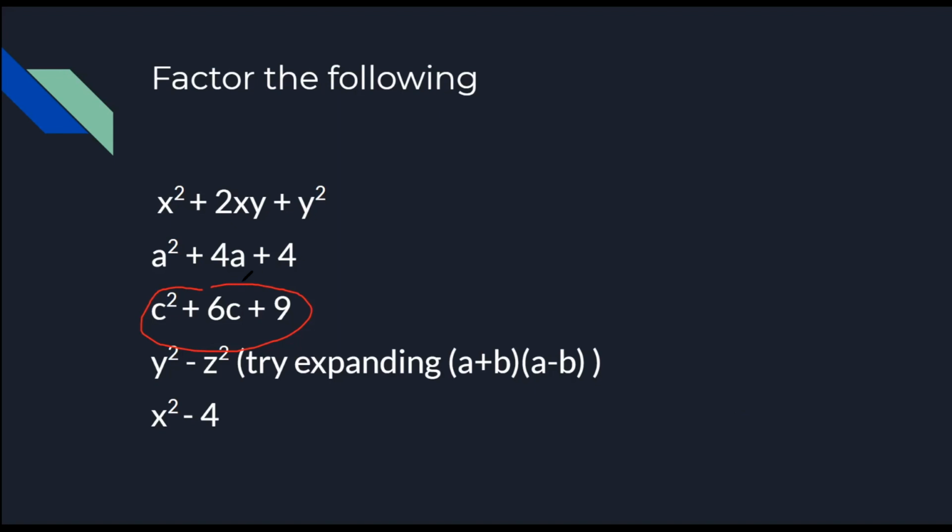Anyone else want to try this one? C squared plus 6c plus 9. Can I try it? Yeah, thank you. So we need to find two numbers that add together to be 6, and when you multiply them together equal 9, and you find that it's 3 and 3. Exactly. So then you do c plus 3 times c plus 3.